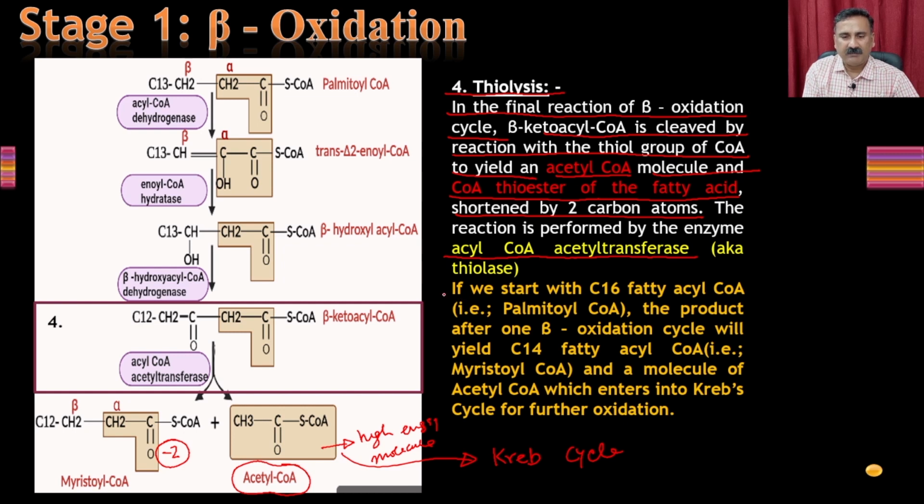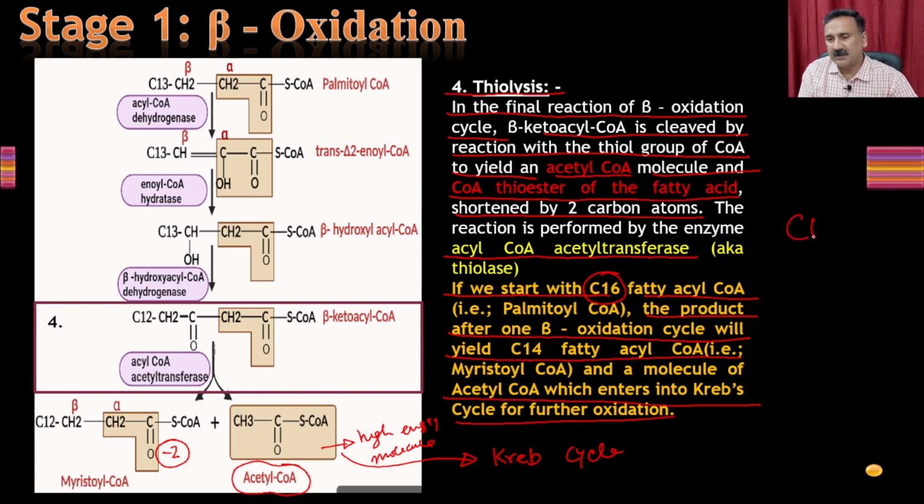For example, if we start with the C16 fatty acid CoA, like the palmitoyl CoA, the product after 1 round of beta oxidation will yield the C14 fatty acid CoA, and so on, and a molecule of acetyl CoA which enters into the Krebs cycle for further oxidation.